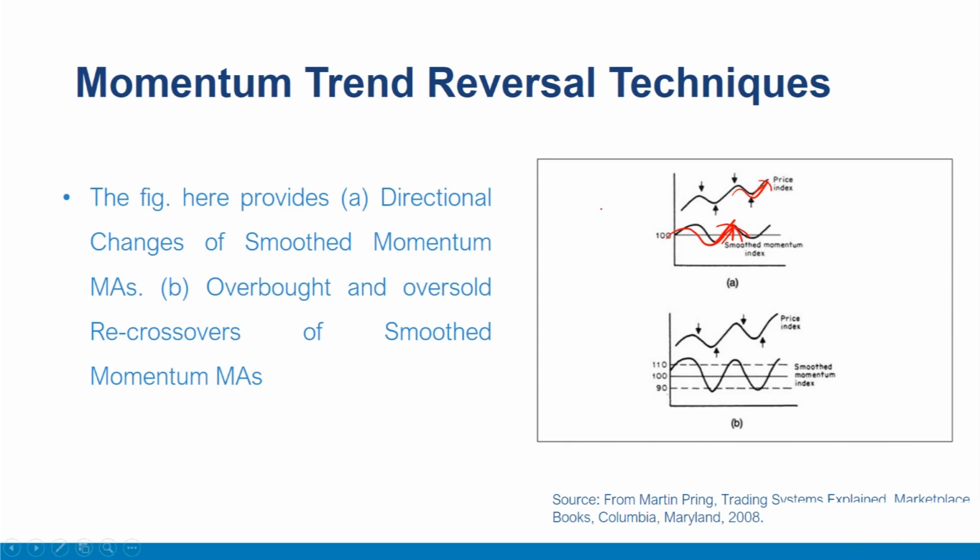Often this can be further improved by adding overbought and oversold levels. For example, here we have overbought and oversold levels. Whenever there is a crossover, recrossovers with smooth momentum index, so this momentum index is smoothed by some moving average measure, it indicates some kind of signal generation in a more leading manner before the price itself moves. So it gives us leading signals before there is a change in price direction. However, this should only be considered as one evidence in the overall weight of evidence approach.